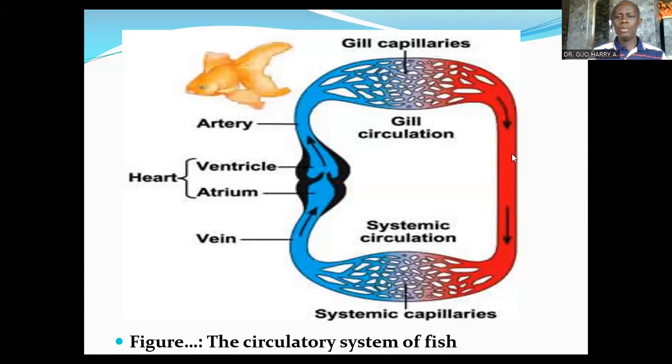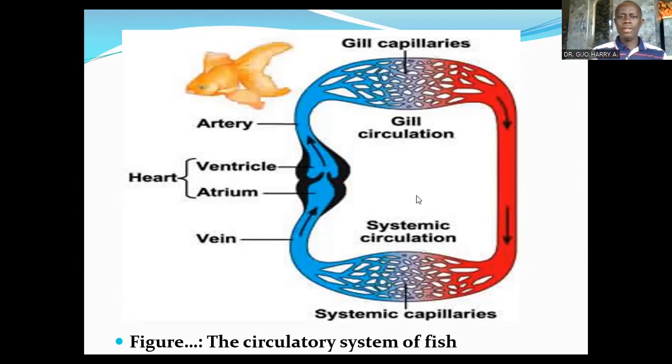From the gills, it is pumped to the rest of the body, and the blood then returns. So the blood flows in a single loop. This is the coronary circulation, this is the gill circulation, and we have the systemic circulation. So we have three circulations in the fish: coronary, the circulation of blood in the heart, gill circulation, as well as the systemic circulation.